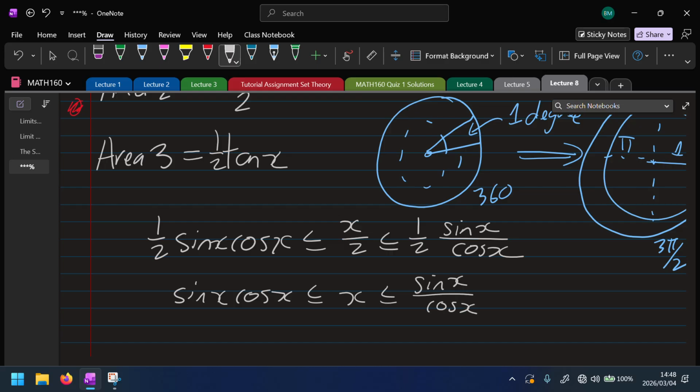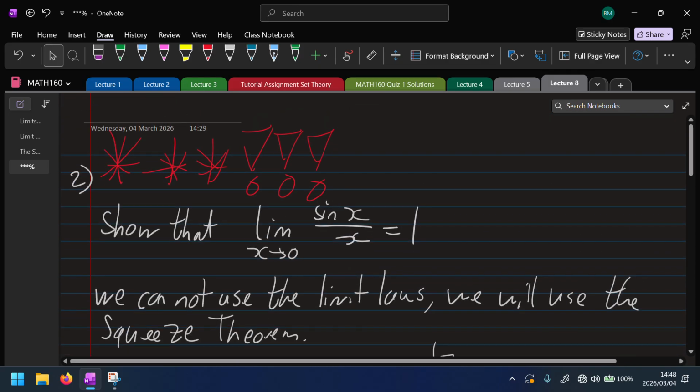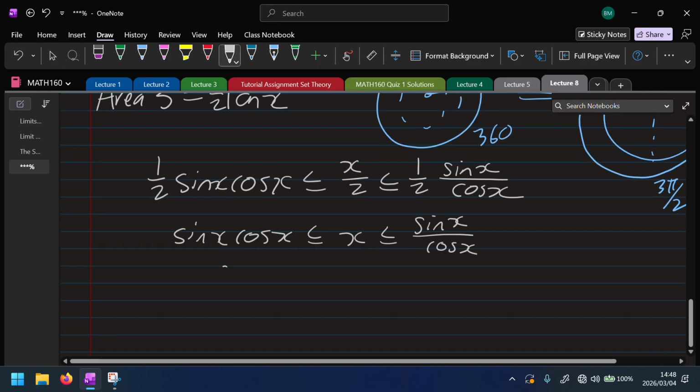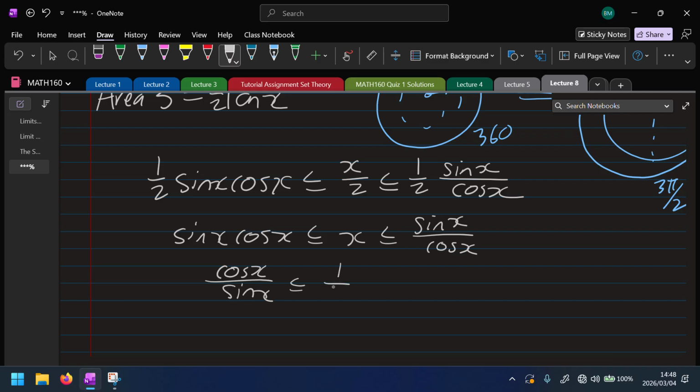Okay, here we have x. What we want is 1 over x, because remember, right at the beginning, we were looking for sine x over x. So x needs to be at the bottom, so I'm going to take the reciprocal throughout. We've got sine x at the bottom on the left and the right. I'm going to multiply through by sine x.